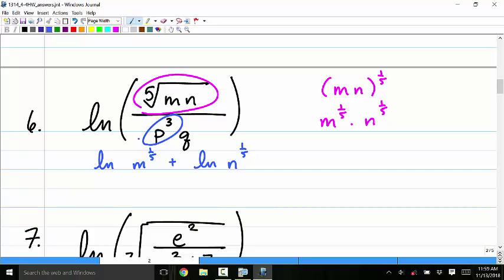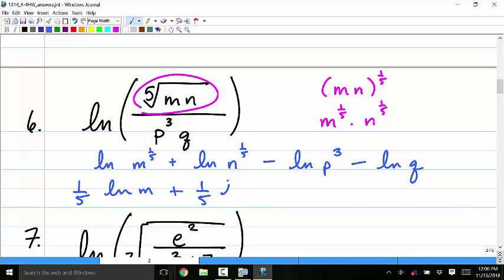This is in the denominator, so I'm going to say minus ln of p cubed. This one's in the denominator, so write minus ln of q. One more step. 1/5 ln m, 1/5 ln n, minus 3 ln p, minus ln q.